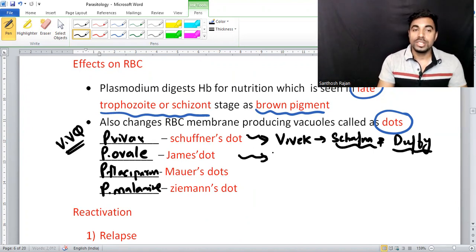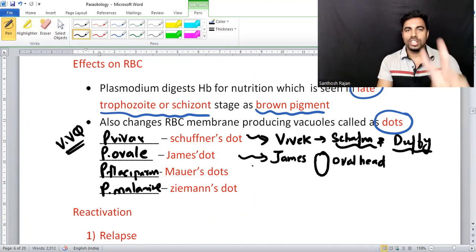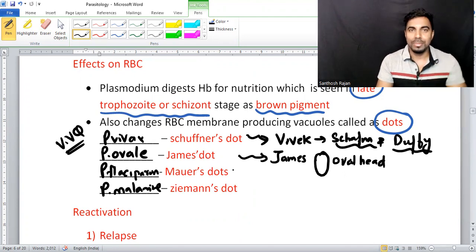So, James ka kya hai? James ka head, no? Uska oval head. He has an oval head. Aise yaad karo. James ke paas oval head hai. Vivek ka do girlfriend hai. Ek Schüffner, ek Duffy. Schüffner's dot, Duffy antigen. The Duffy is going to come.